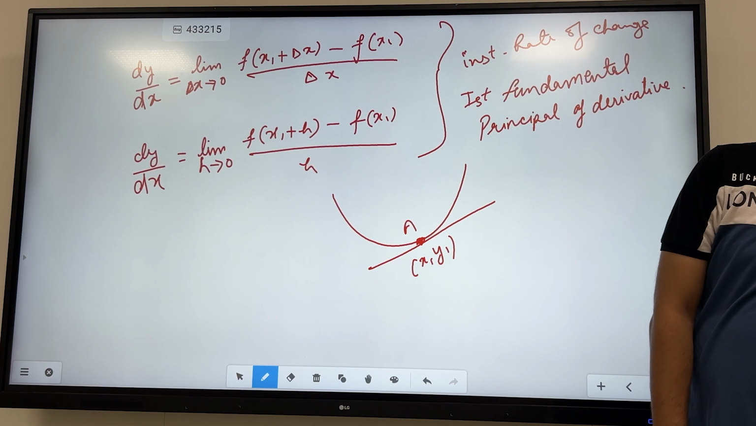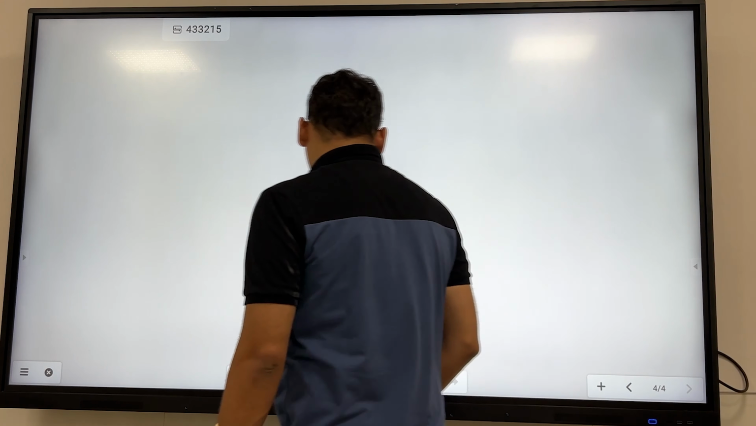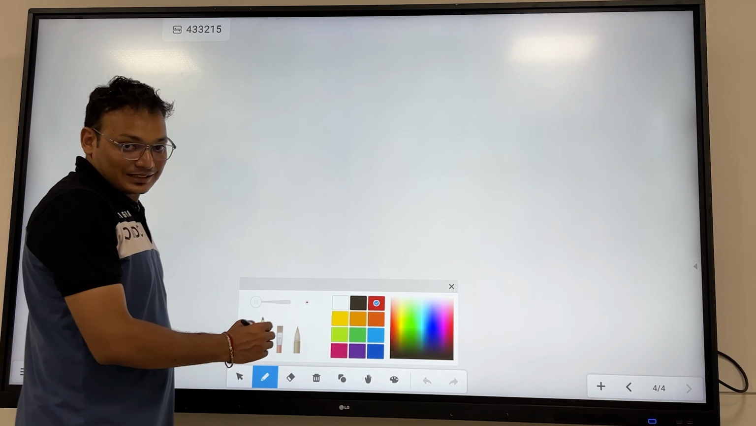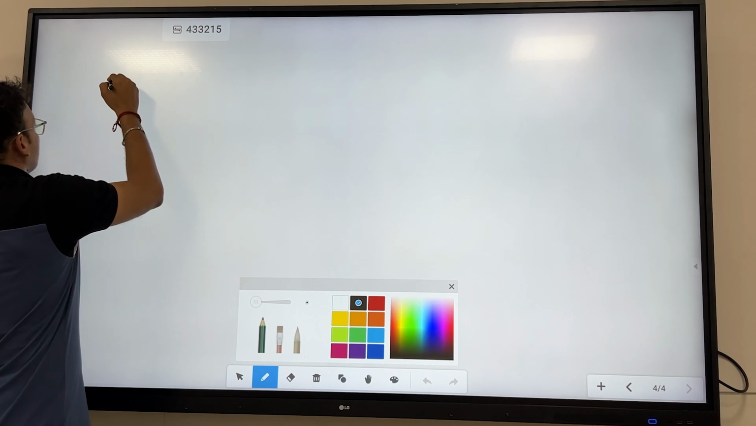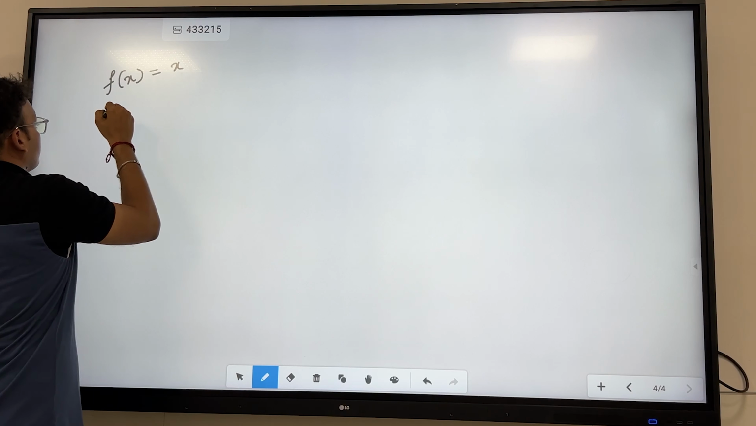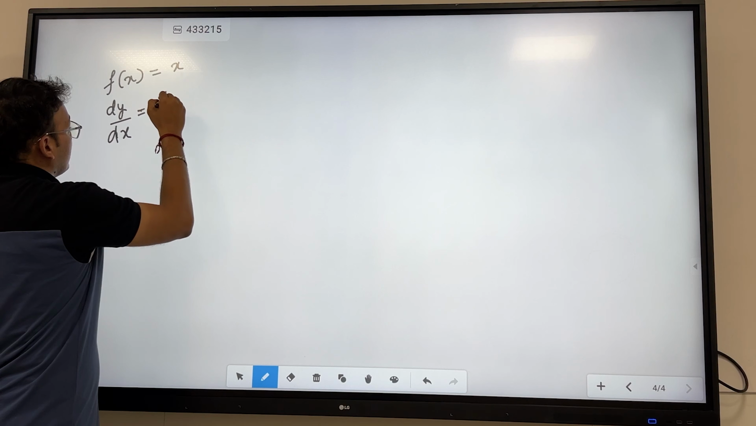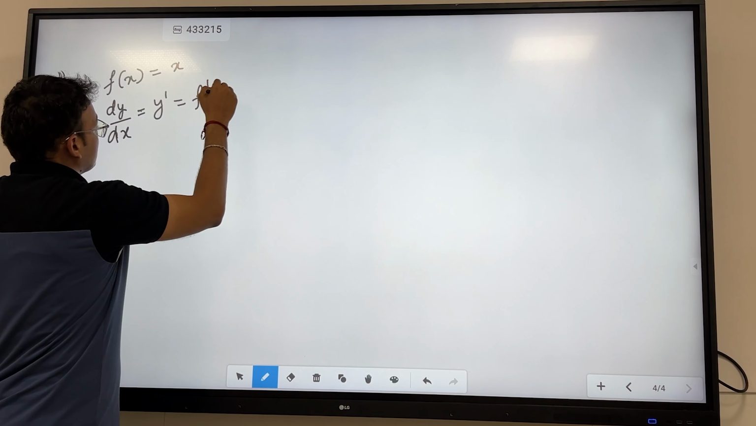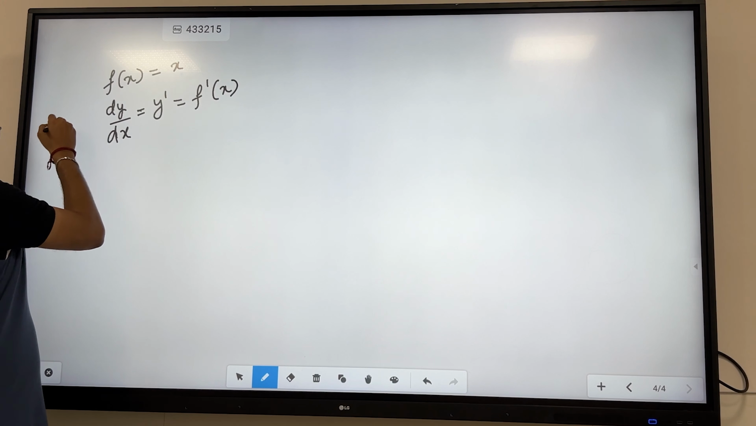Now let's take some more examples, right? For example, let's say f(x) is equal to x, right? I have to find dy over dx. Moreover, also remember that dy over dx can be written as y dash, and this can also be written as f dash x, right? So I have to find dy over dx.